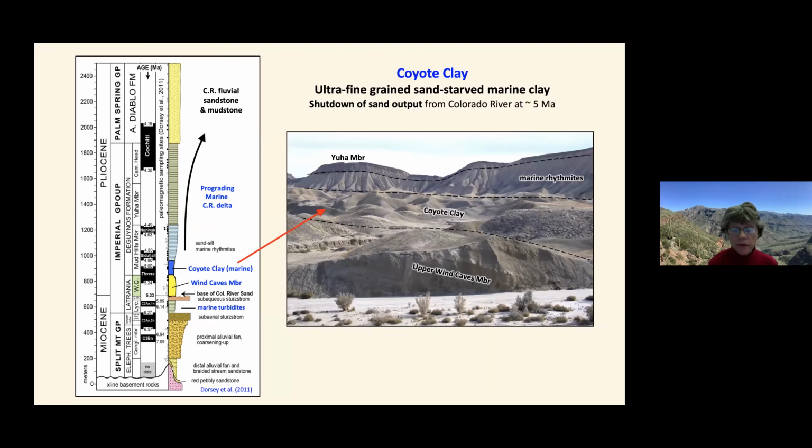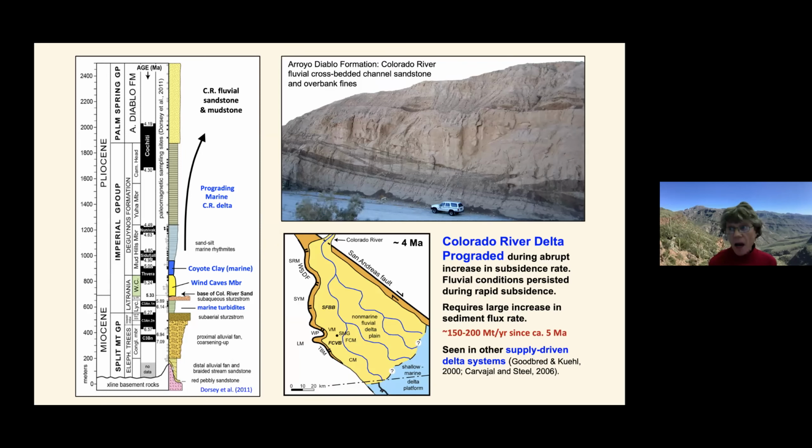So the Wind Caves member is overlain by the Coyote clay, which is an ultra fine-grained, sand-starved marine clay that records the shutdown of sand delivery from the Colorado River at about 5 million years ago. And then that passes up into the Arroyo Diablo Formation, which is the deposit of the Colorado River sands as they actually arrived in the Salton Trough. Now, we found out that these fluvial sands accumulated during rapid subsidence in the basin, which requires a very large increase in the sediment flux rate to counteract that rapid subsidence. And that's consistent with our calculation of the very large discharge averaged over 5 million years.